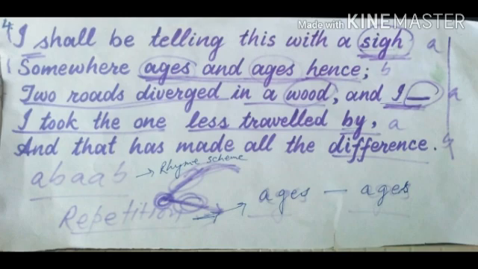Here the poet seems to regret his decision. That once upon a time, that means in his past, when he was at a young age. So the poet wants to say that at that time when he was young, he reached such a point in his life that he had options before him to decide upon.